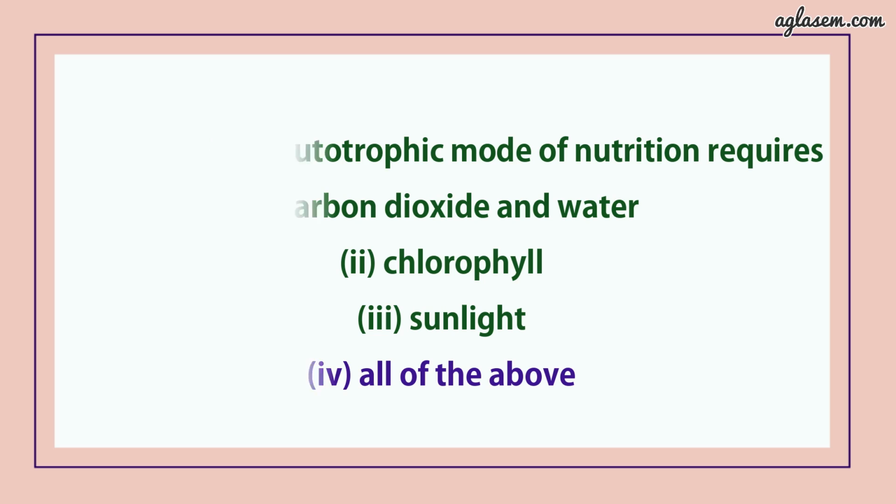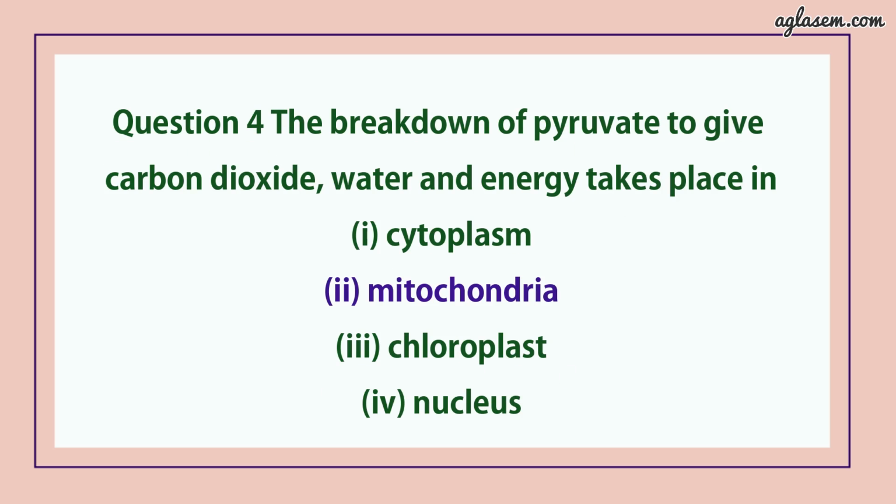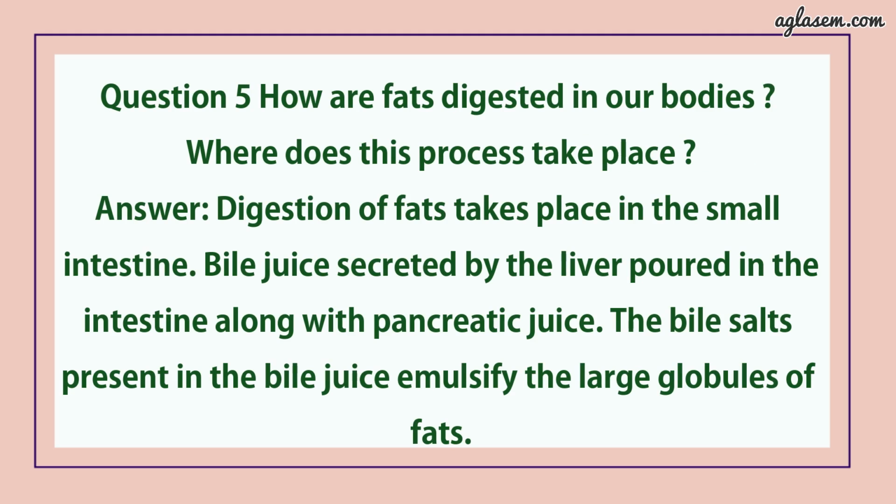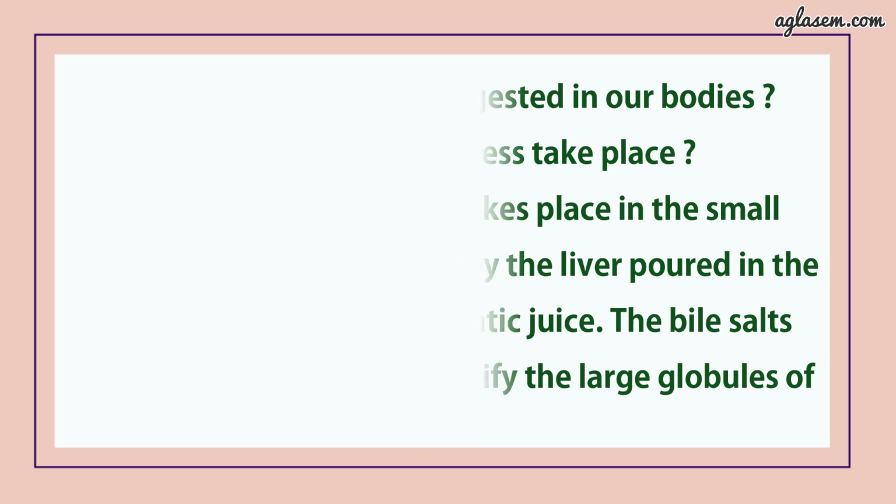For the fourth question, it says the breakdown of pyruvate to give carbon dioxide, water and energy takes place in. Answer is mitochondria. Now question number 5 says how are fats digested in our bodies? Where does this process take place? Answer is digestion of fat takes place in the small intestine. Bile juice secreted by the liver is poured in the intestine along with pancreatic juice. The bile salt present in the bile juice emulsifies the large globules of fat.